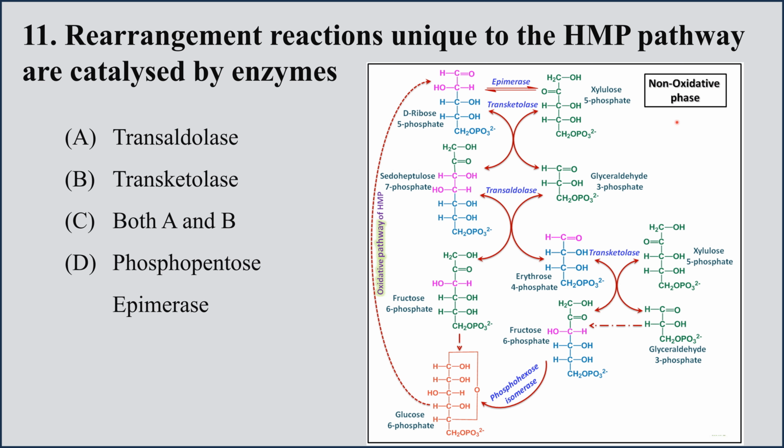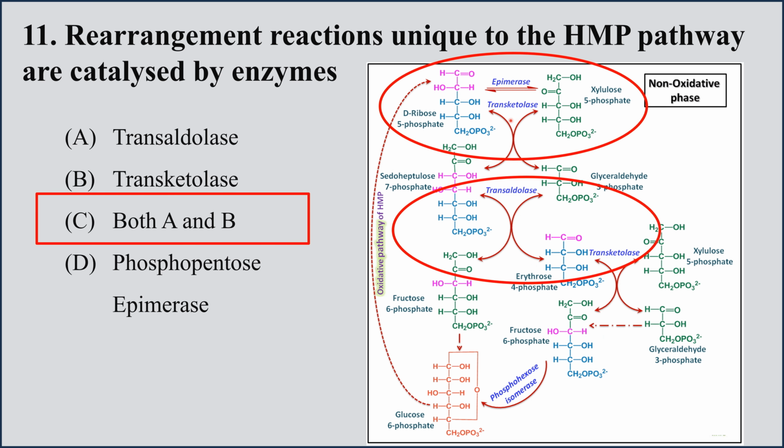In the non-oxidative phase, the rearrangement reactions are here, in the fourth reaction, fifth reaction, and then sixth reaction. These are the rearrangement reactions, or we say the trans reactions, that occur here. These reactions take place with the help of the enzymes shown here, transketolase and transaldolase. So the right option is C, both A and B, transaldolase and transketolase.